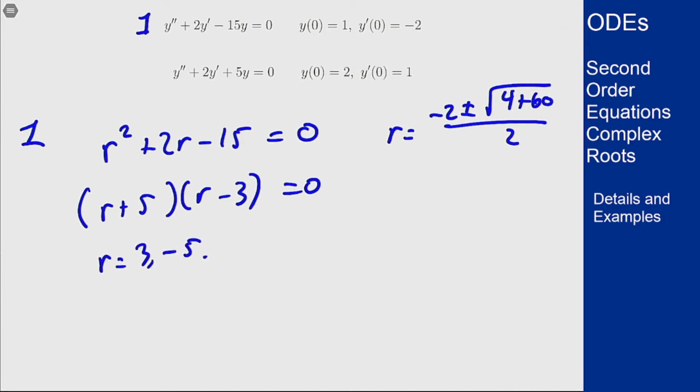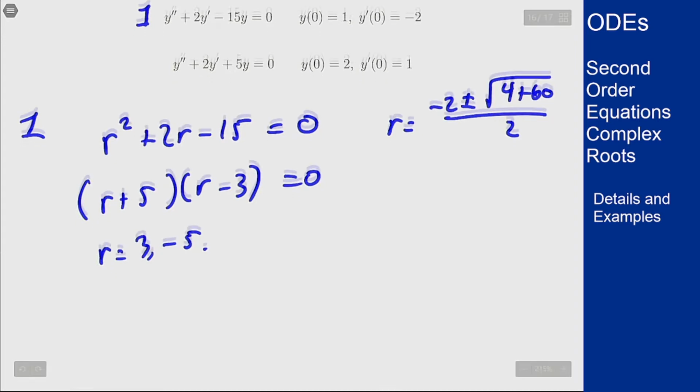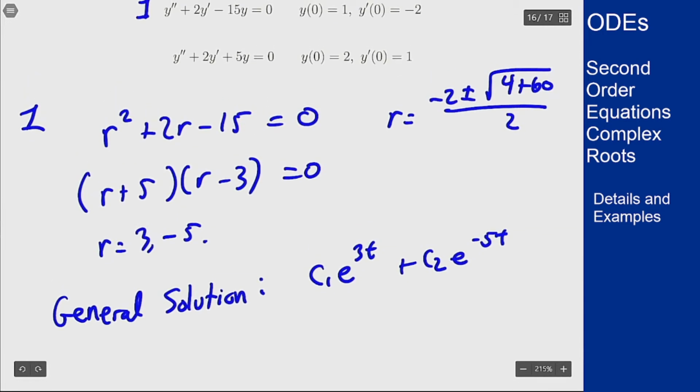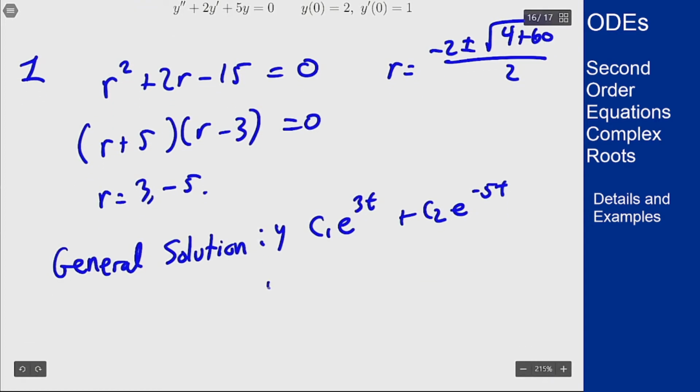Which means we are not even in the complex valued case at all. This is a real valued one that has real roots, and so we're back in the earlier case, which is exponentials. This means our general solution is going to be c1 e to the 3t plus c2 e to the minus 5t. And I want to try to meet our initial conditions. So the derivative here is going to be 3c1 e to the 3t minus 5c2 e to the minus 5t.